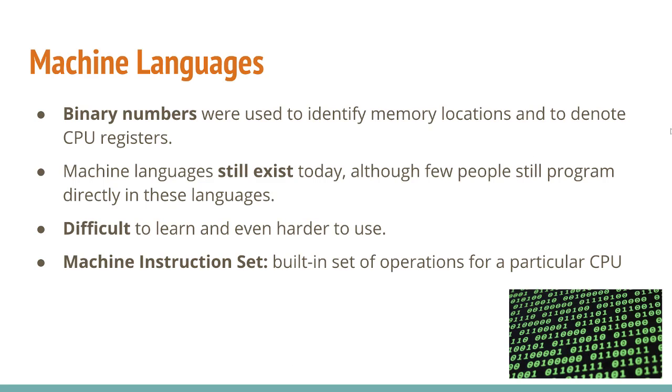Now, the first languages, when it comes to digital computers anyway, are machine languages. These are simply binary numbers, or we can think of them that way. Simply used to identify memory locations, denote CPU registers, and ultimately to represent instructions. Now, machine languages still exist today, though you don't often hear much about them. They're still there. We've created higher level languages which we use to actually communicate instructions, but ultimately those higher level language instructions like C++ have to be translated to machine language. They're very difficult to learn and even harder to use.